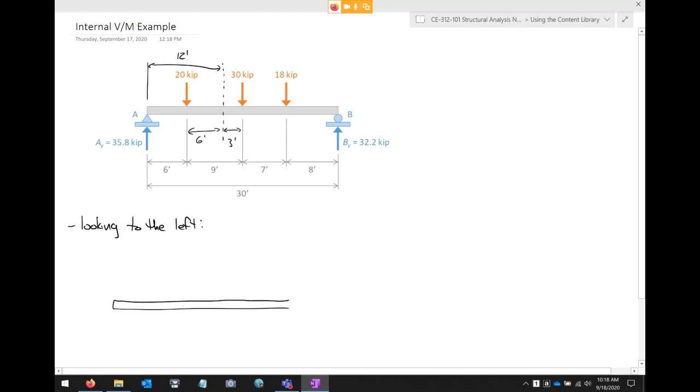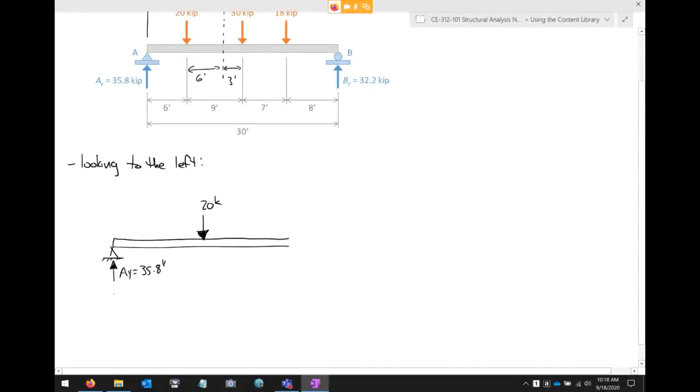what I'm going to do is just redraw what I have here on this left side of the board. So the first thing is just repeat the structure. So AY 5.8 kips. I've got my 20 kip load there. Let's put some distances here. This is 6 feet, 6 feet.